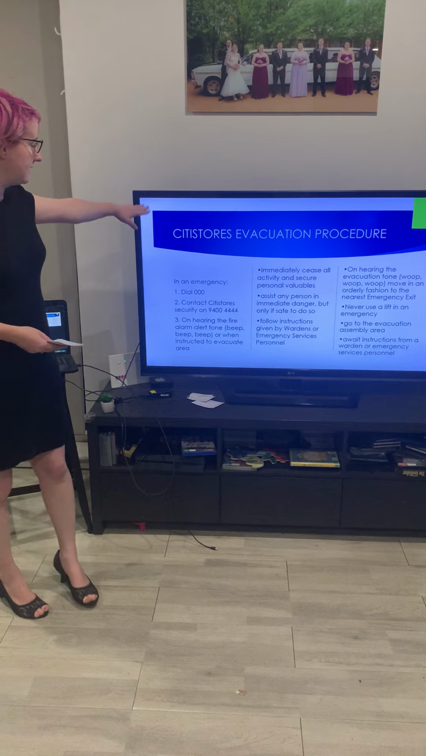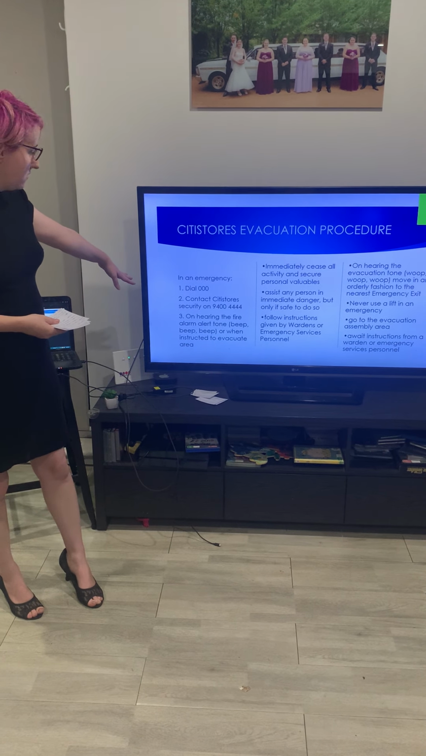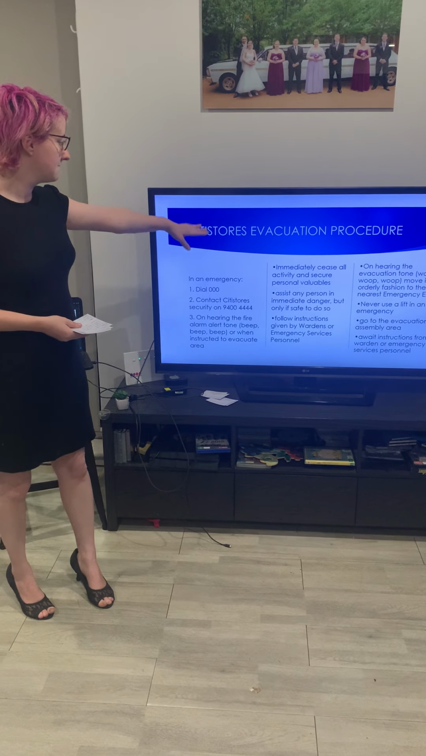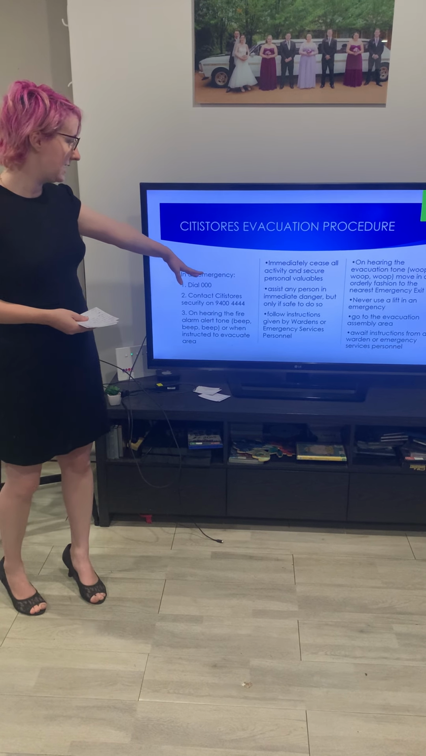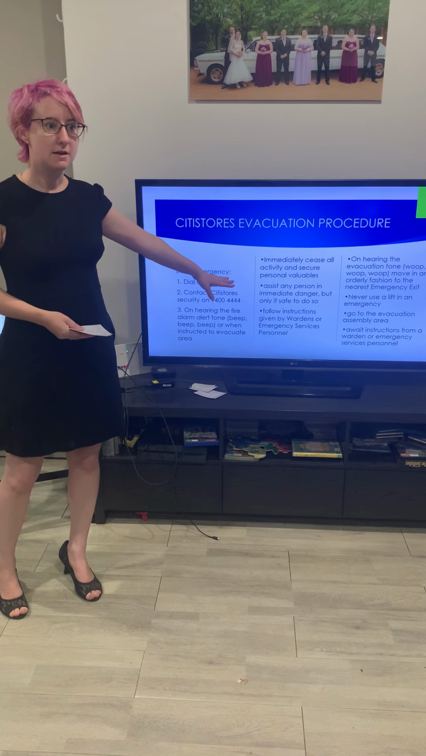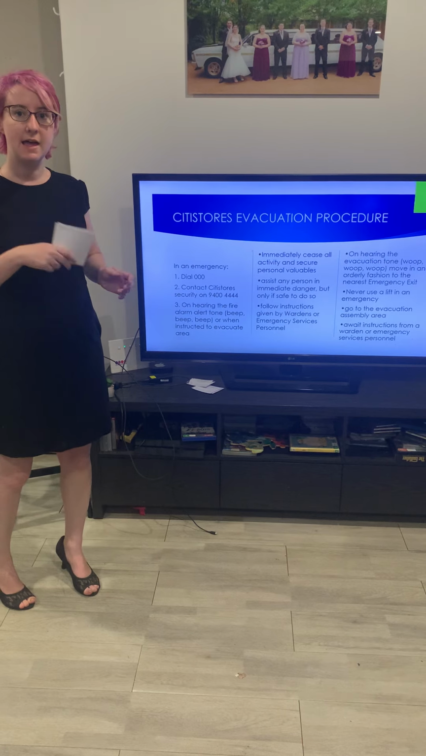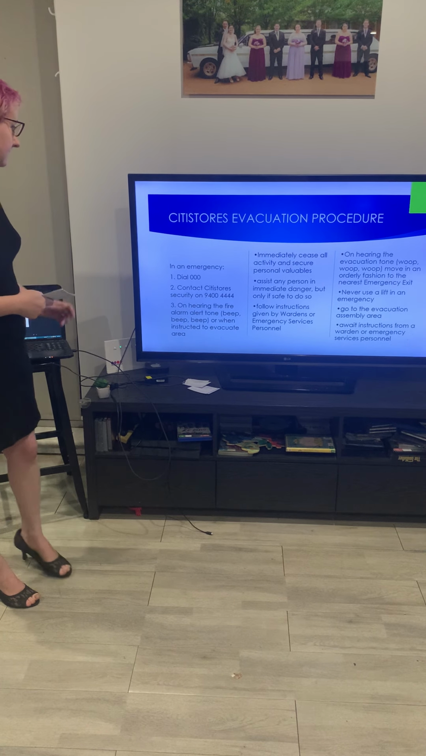Okay, so here we just have a breakdown of our evacuation procedure, what different alarms mean, what you should do in case of them, and who to receive instructions from. If you need a copy, we'll inform you where to find that at the end of the presentation.